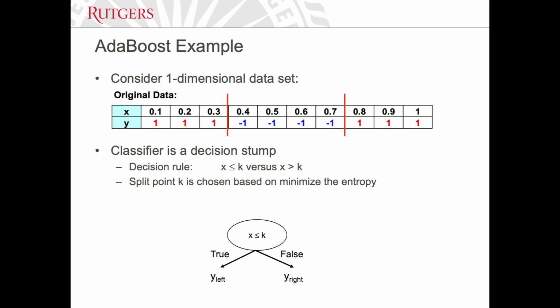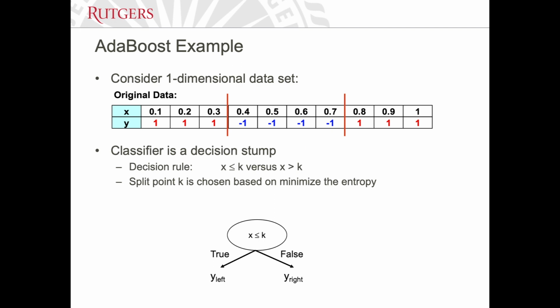The initial splitting point can be selected randomly or based on the lowest entropy value. Let's say we choose 0.35 as the initial splitting point. On the left of 0.35, all the points are classified as positive 1, and on the right of 0.35, all the points are classified as negative 1.